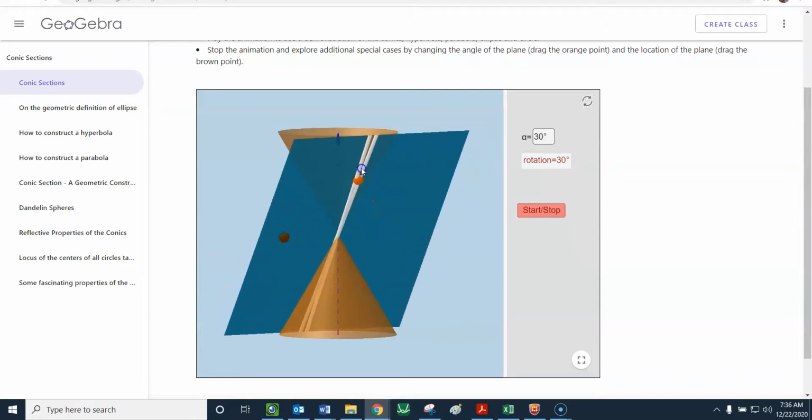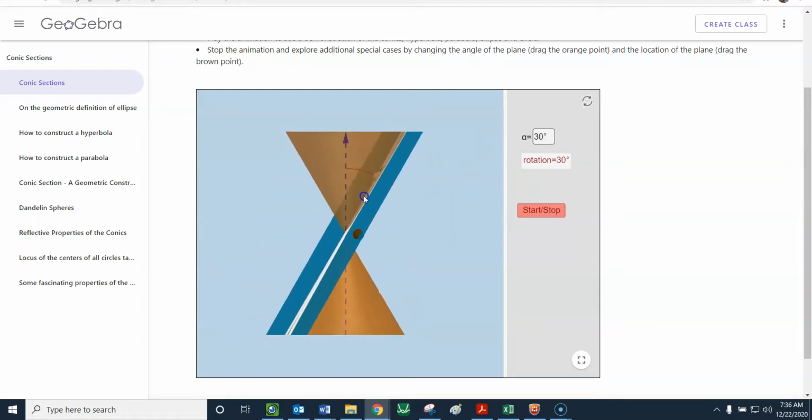If I can do this perfect. I don't think it lets me give the perfect angle. If I put it right down the side here, I can get a straight line. So all of these things are going to come with their own key features. So they're all coming from this double napped cone. We'll go to the notes now.